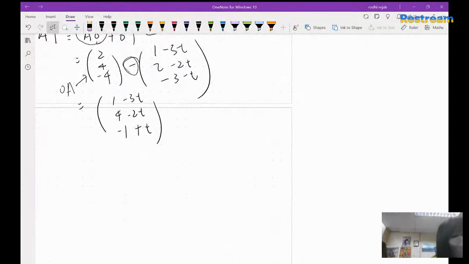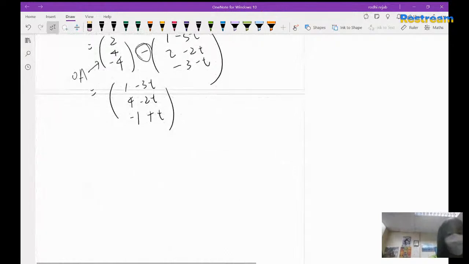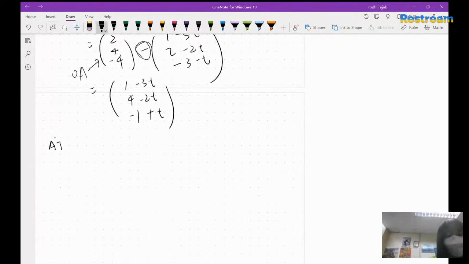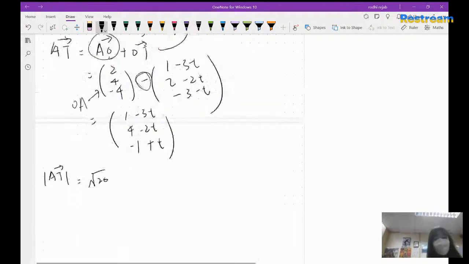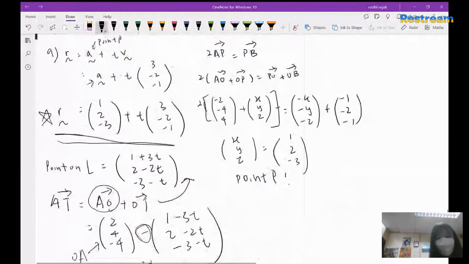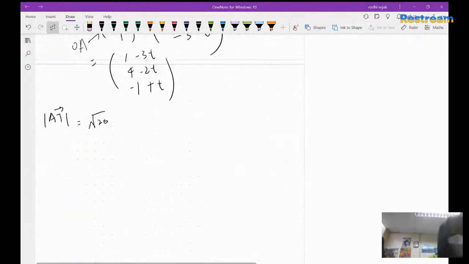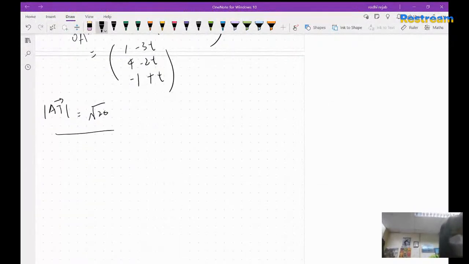Okay, now since we have the vector AT, the magnitude of AT is equal to square root 20. The magnitude is equal to the distance here. So basically, we don't care how they give it. We just sub in all the values.